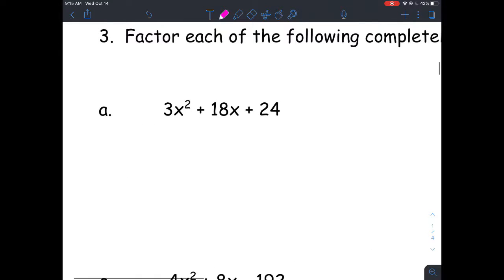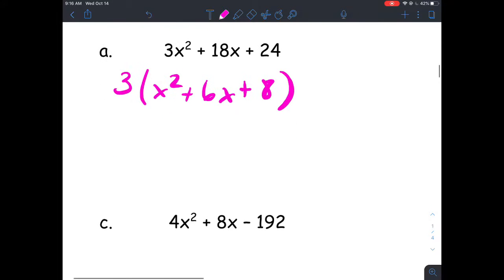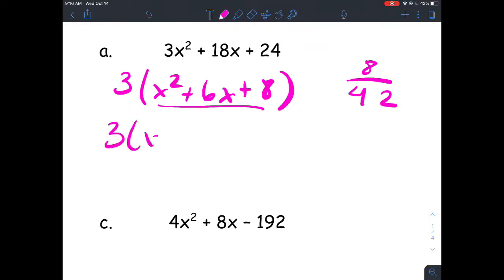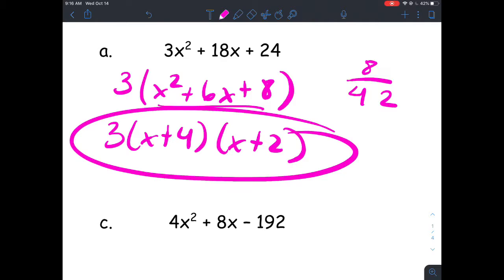So if you recall, the first thing we should look for is a greatest common factor. All right, so look here. I can take a 3 out. I get x squared plus 6x plus 8. And then I have to see if I can factor this trinomial further. So I've got to figure out what multiplies to give me an 8 and is going to add to give me a 6. So that's going to be 4 and 2. And that would be our answer there.